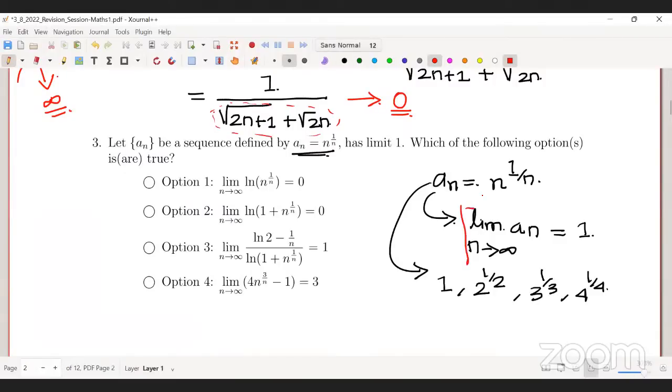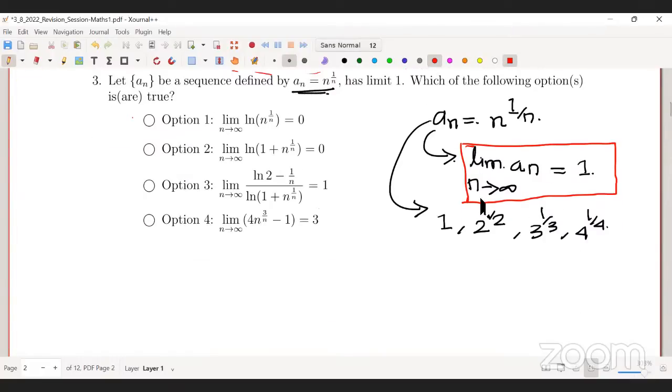Now using this fact, you need to compute the limit of the sequences given in these 4 options. So what will be the limit of this sequence, limit as n tends to infinity of ln of n power 1 by n? 0. Why? Because n power 1 by n tends to 1, so ln of 1 will tend to 0.